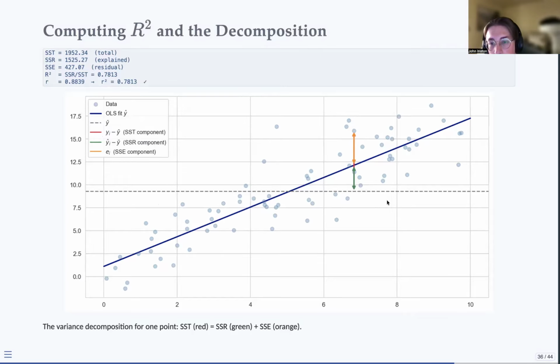Be careful, I did my line underneath the other line. I've just seen the figure. I need to be more careful here, but the point is that the SST component goes from this point down to the mean, and then that whole thing can be decomposed into the error component, which is measured from the distance to the best fit line, plus this modeling component, SSR, which goes from the line to the mean.